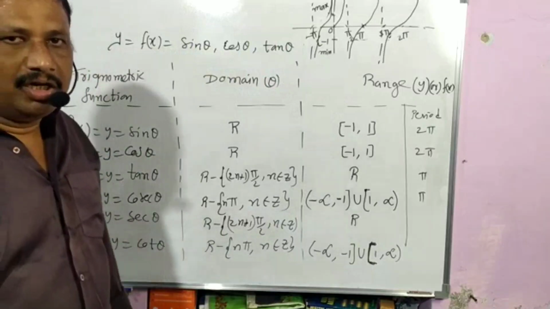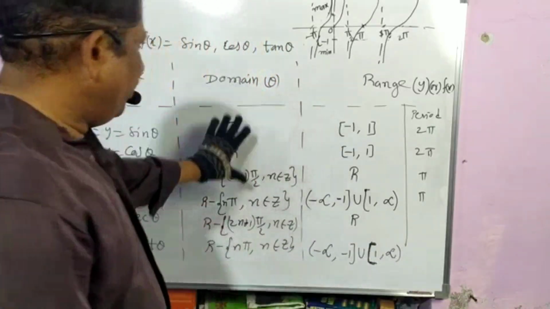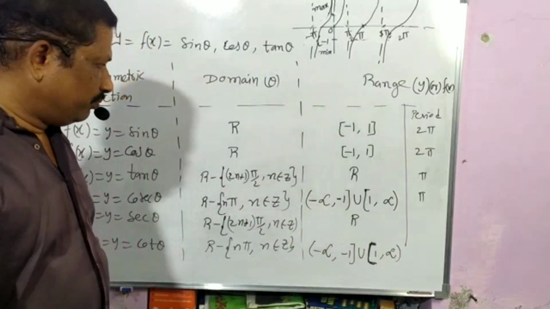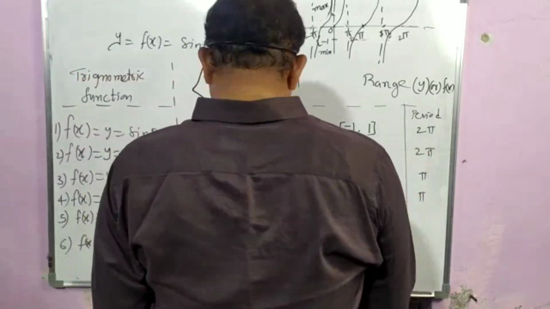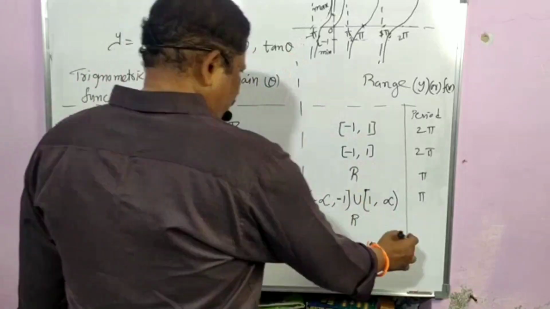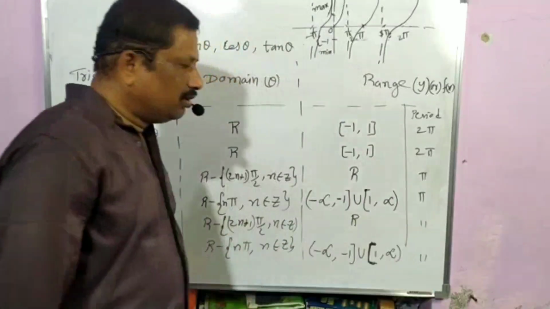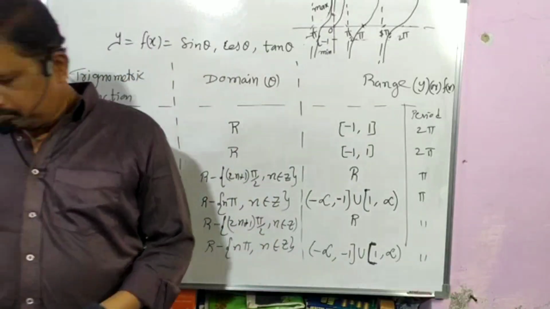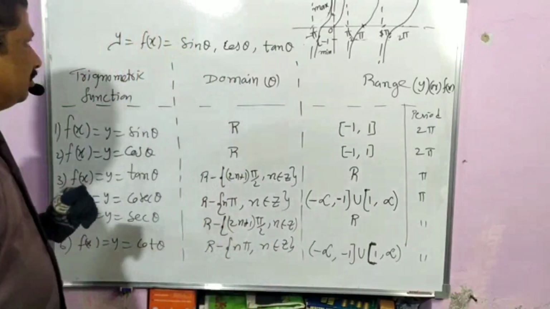For the six trigonometric ratios, the domain and range are defined, and the period of the function is also noted. For all of these the same thing applies. Next, coming to the next one. Note it down now.